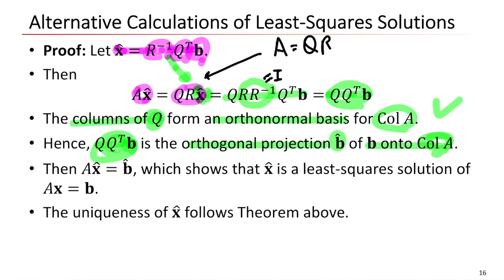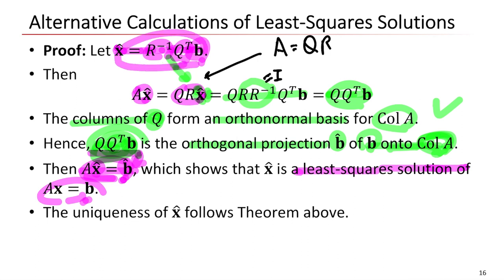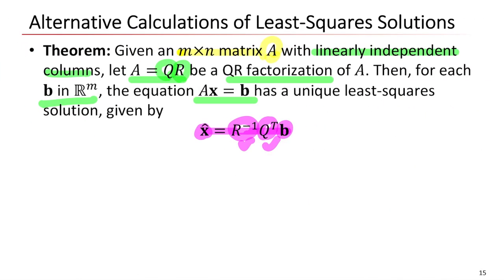So if we go back to lecture 12, Q times Q transpose B is the orthogonal projection of B onto the column space of A. So A X hat is equal to P hat, right? Here, X hat will be the least square solution of AX equals B, and the least square solution of AX equals B can be represented by this one, right? So yeah, this is the proof of this theorem.